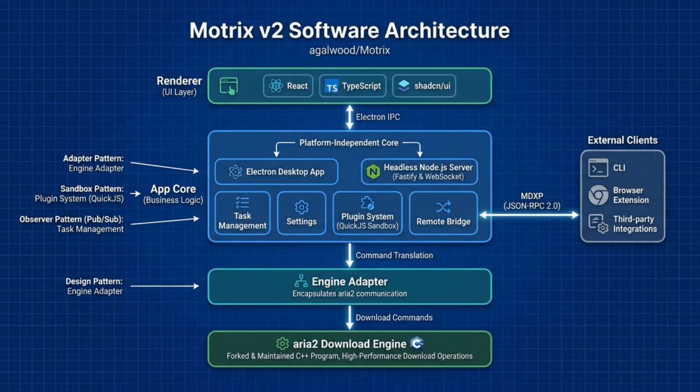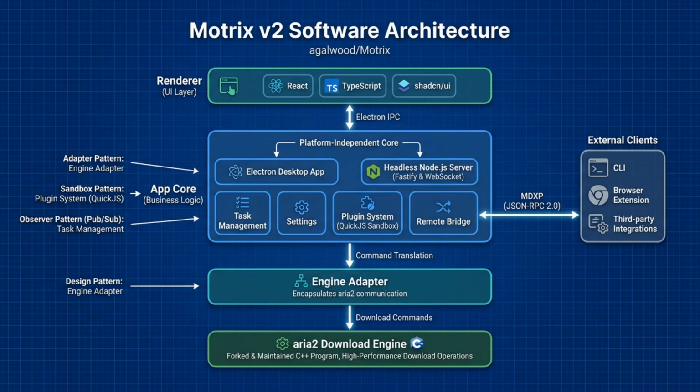What makes this separation possible is a custom protocol, the Motrix Download Exchange Protocol, or MDXP. It's built on the standard JSON-RPC 2.0, and it allows the core to be controlled by the desktop UI, a command line tool, or even browser extensions with equal ease.